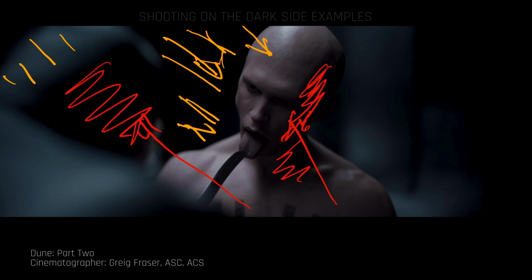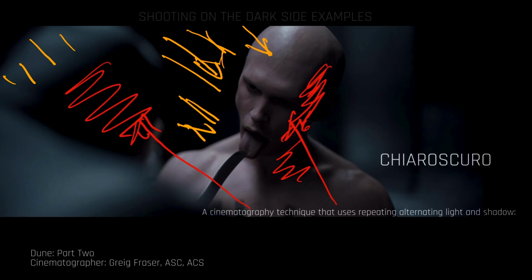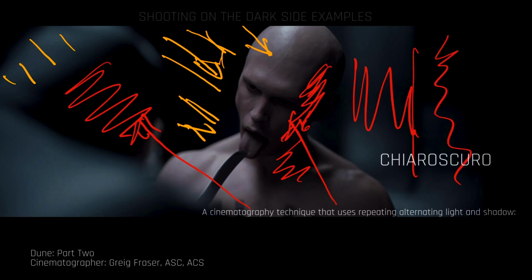The other thing to note about this as well is they're using the technique of having light and dark in the background. So if you look here, you can see there is light here, then there's dark here, then obviously there's the subject, and then there's dark again, and then there's light, and then there's dark again. This is a classic cinematography technique.